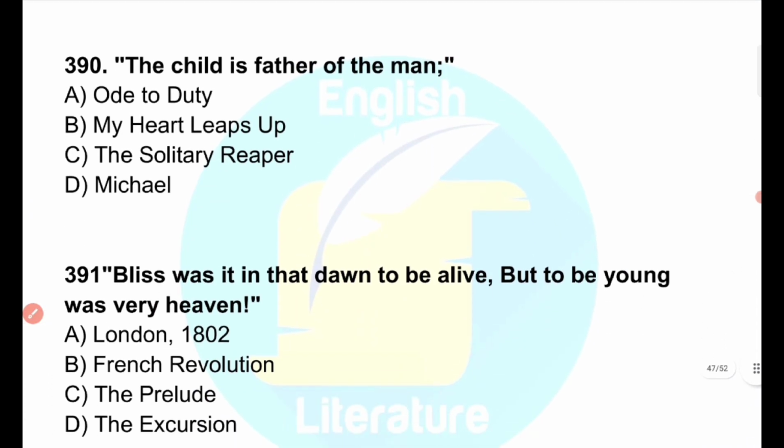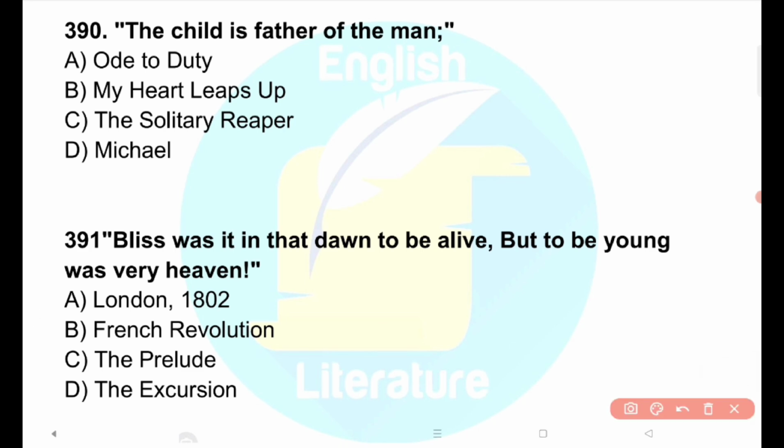The child is the father of the man. Option B, My Heart Leaps Up. The famous line appears in My Heart Leaps Up, 1802, a short lyric poem where Wordsworth reflects on the continuity of childhood and adulthood in human experience. It expresses the idea that our childhood experiences shape our future selves.